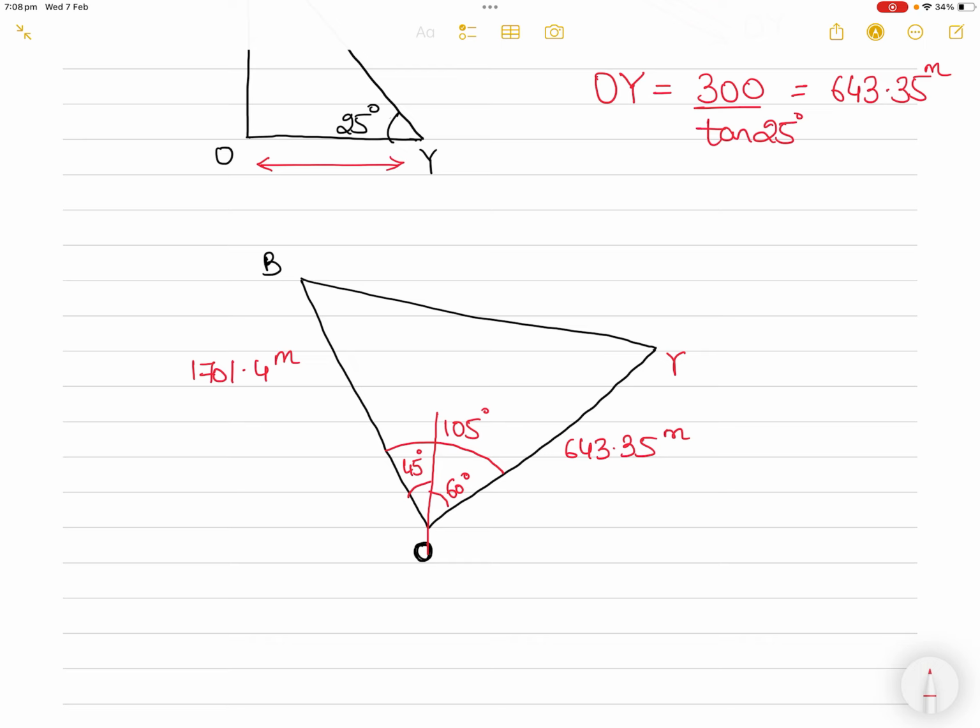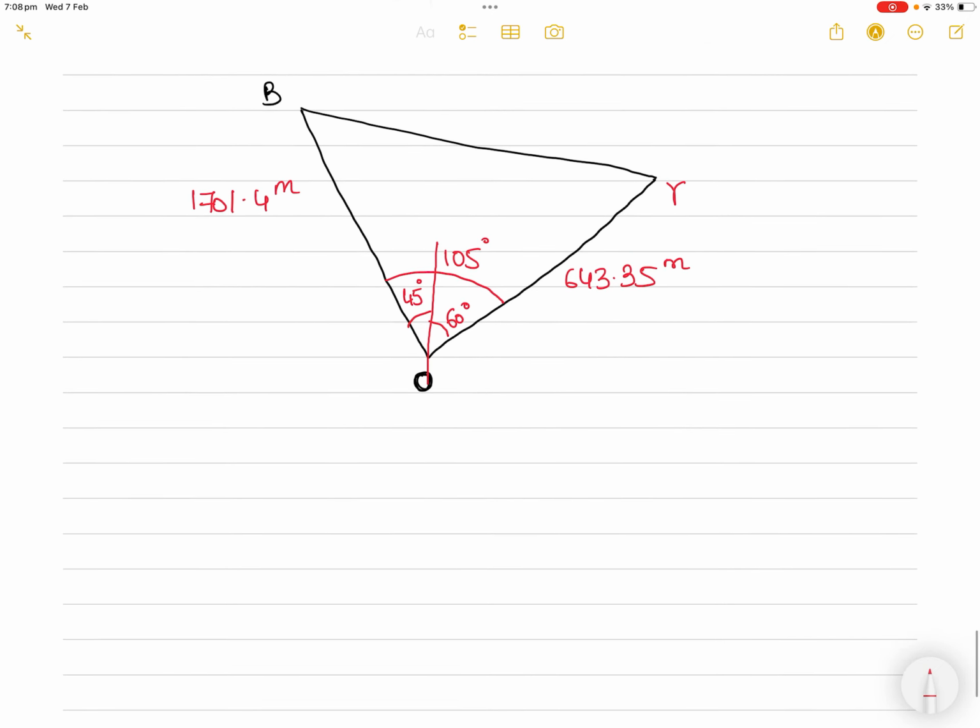Now why do we want that? We are going to use the cosine rule to firstly find the distance BY, because this is what is being asked of us first. BY is the distance between the yacht and the lifeboat. We will use the cosine rule here because we know the two sides and the angle included between them. So how do we apply the cosine rule?